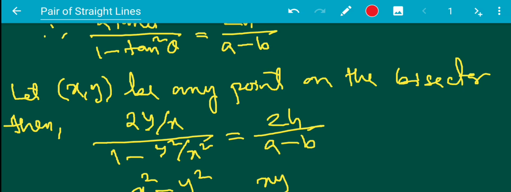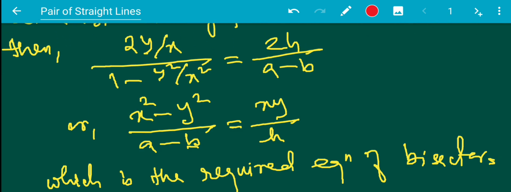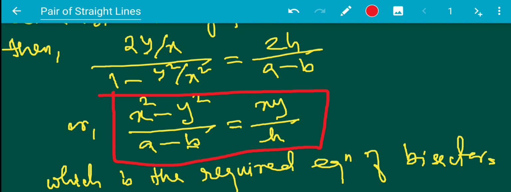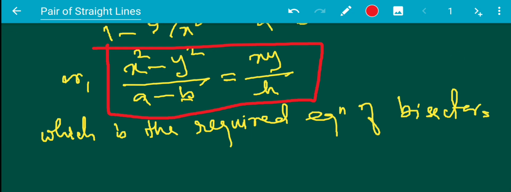So 2y by x divided by 1 minus y square by x square is equal to twice h by a minus b. So on simplification, we get x square minus y square divided by a minus b is equal to xy by h. So this is an expression. We express the equation of bisector in this form, okay, which is the required equation of bisector.